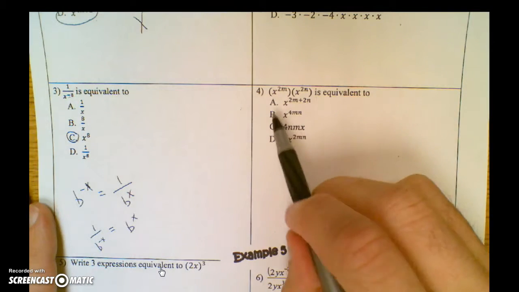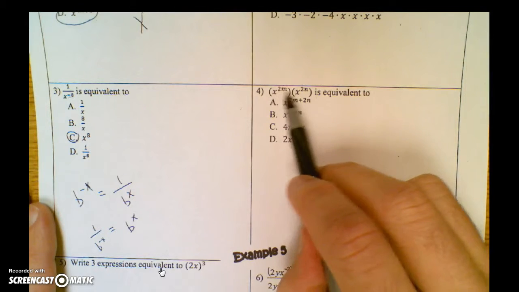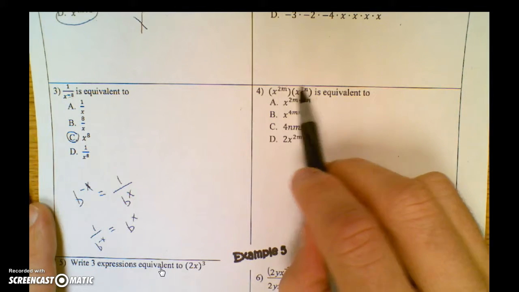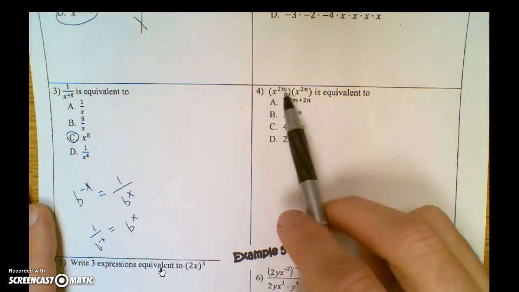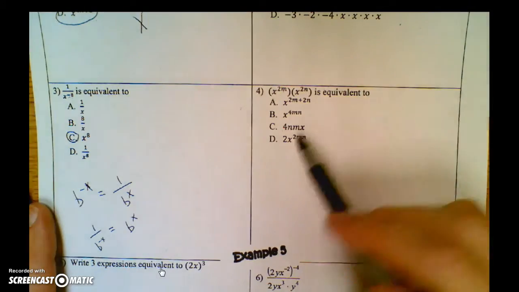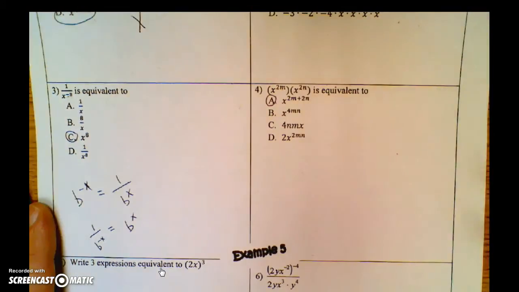Okay, this time we're multiplying the same base together. So when you multiply the same base, you add the exponents. And these are not like terms, so I can't add them together. So the only option that has me adding correctly is choice A.